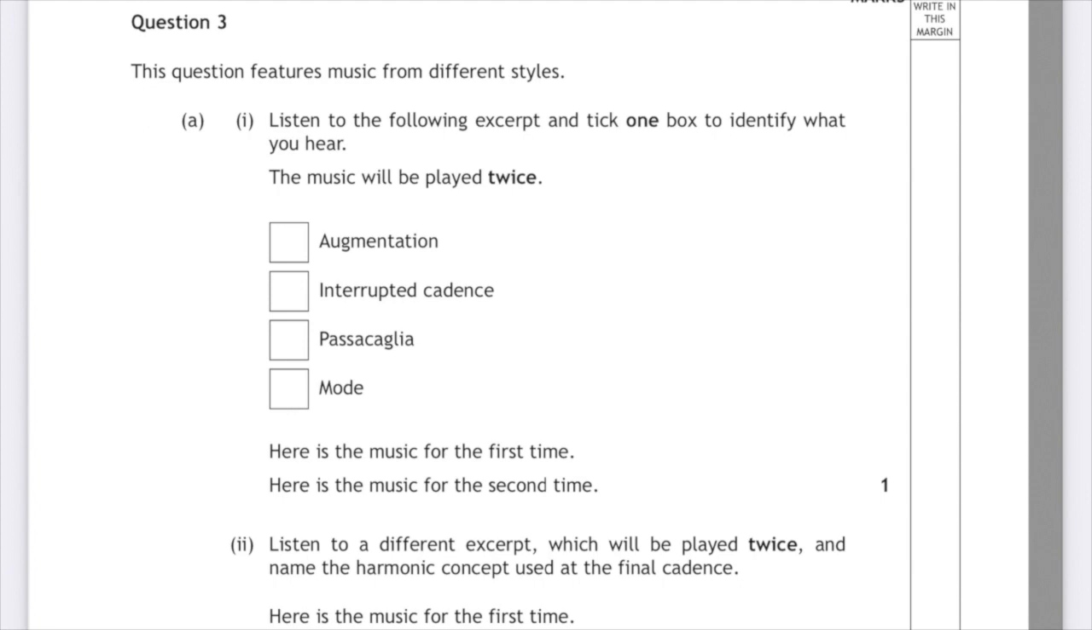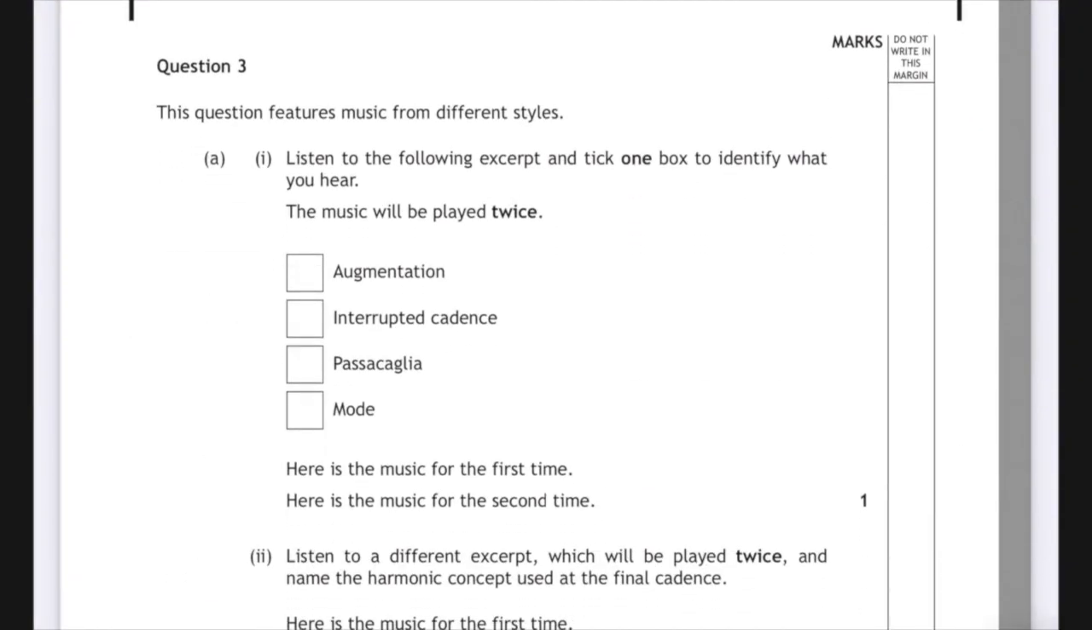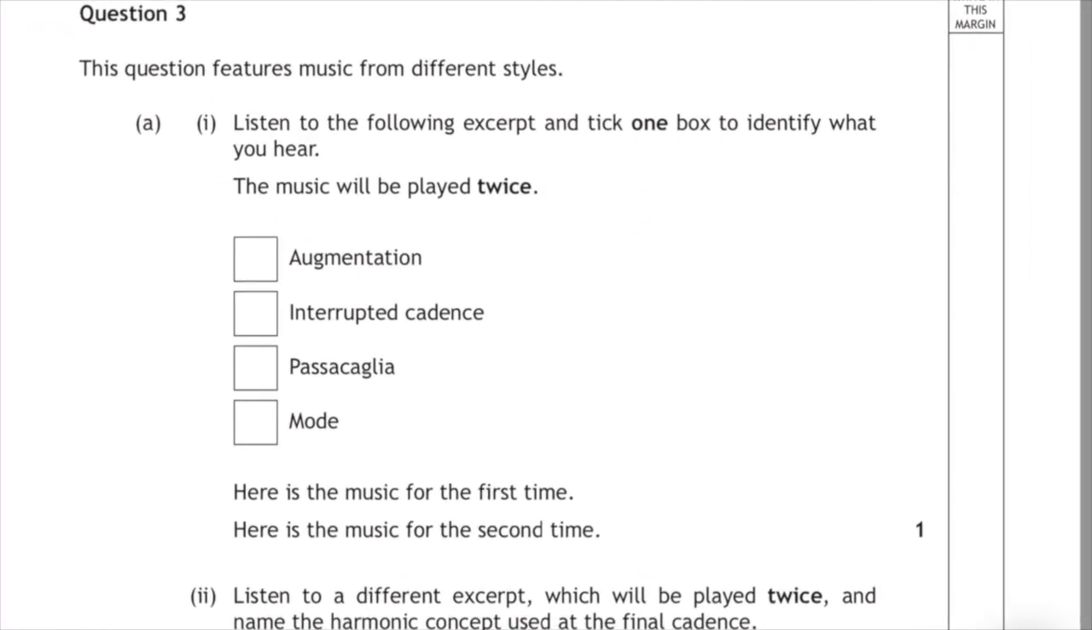Moving into question 3, this time we have music from a whole range of different styles. That means that we need to be thinking about everything we've learned and not just focusing in on one thing. Part A asks you to listen to the excerpt and tick only one box to describe what you hear. Again, feel free to make any notes that you like down the side of the page that are going to help you to identify these concepts. These 4 are all higher level and can be difficult to identify, so make that easier for yourself.